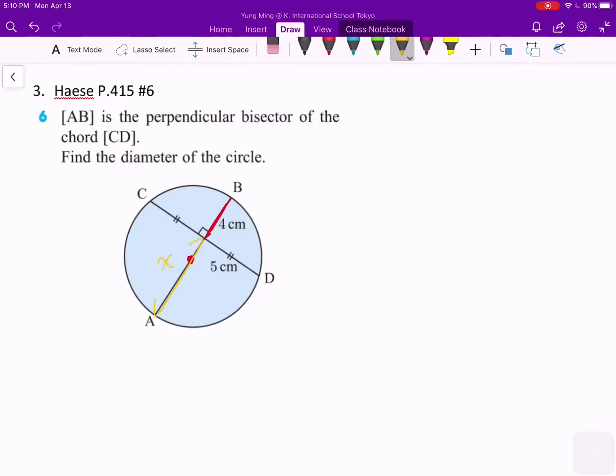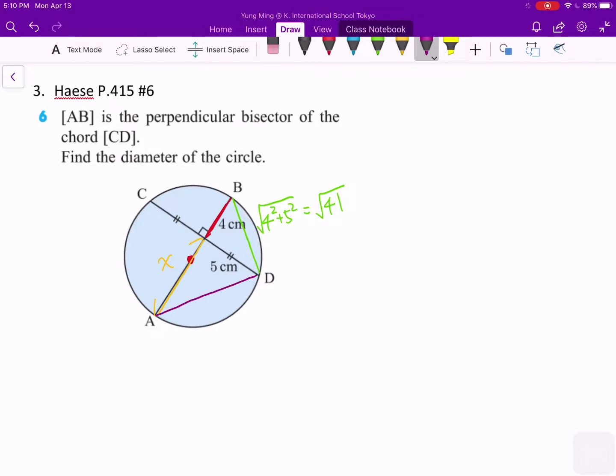So this is 4. Let's name this part over here x. Now the first thing I would like to find out is this length over here. This length, by Pythagoras, is equal to square root of 4 squared plus 5 squared. This is equal to square root of 16 plus 25, and that's equal to square root 41.